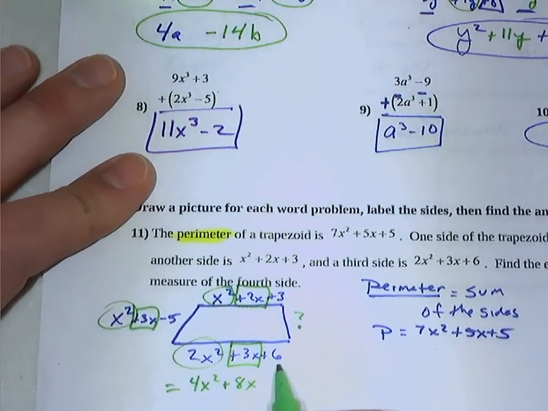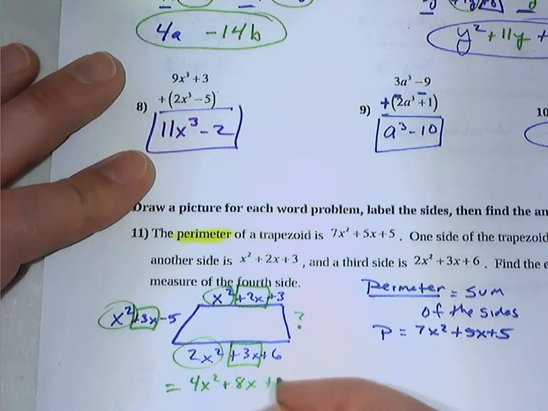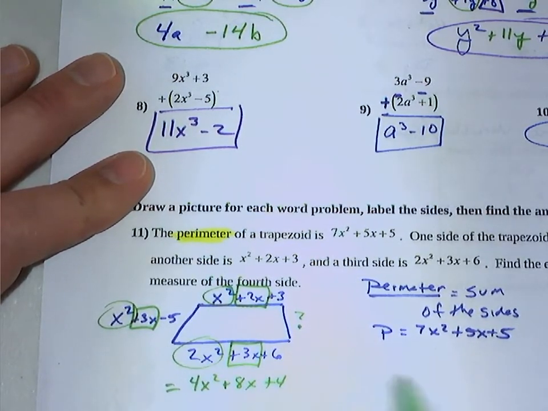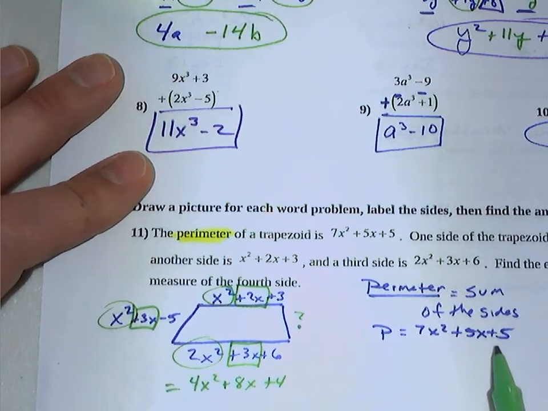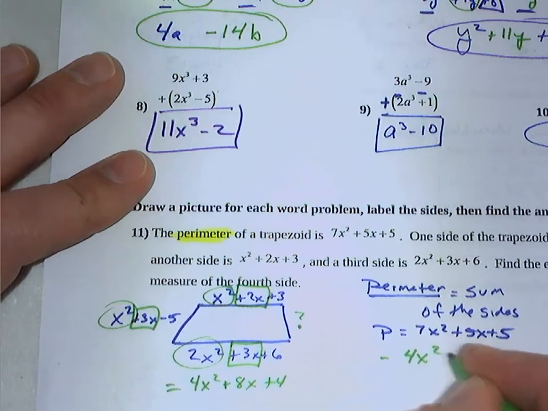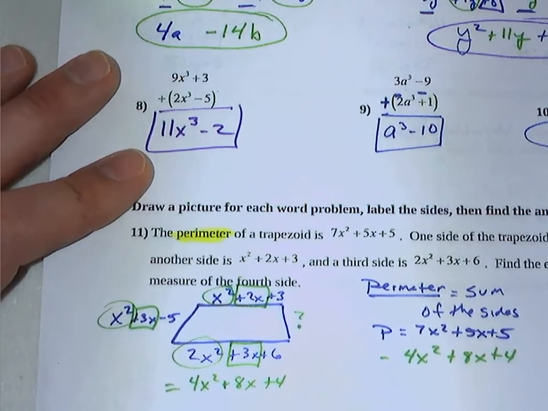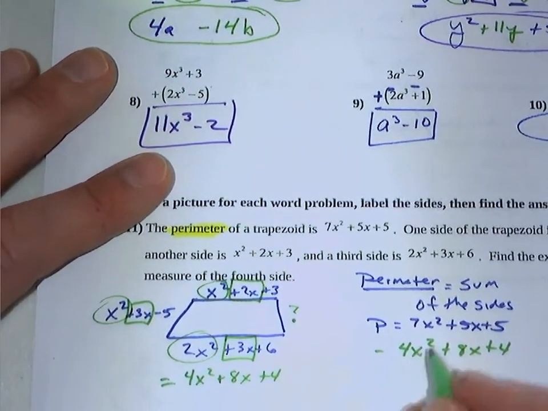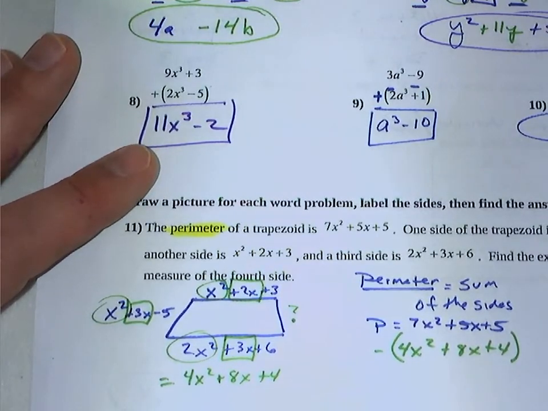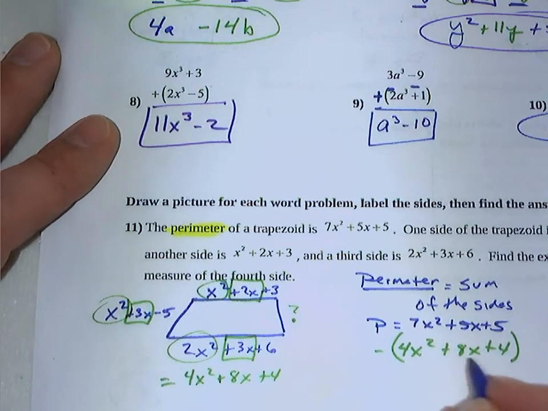What's 3 plus 6? 9 minus 5. 4. So that's the sum of our 3 sides. Well, this is the sum of all 4. So go ahead and take this and subtract 4x squared plus 8x plus 4. Now, the most common mistake is people just subtract this guy and they don't subtract the whole thing. Right? Does that make sense? So make sure you're subtracting every term.